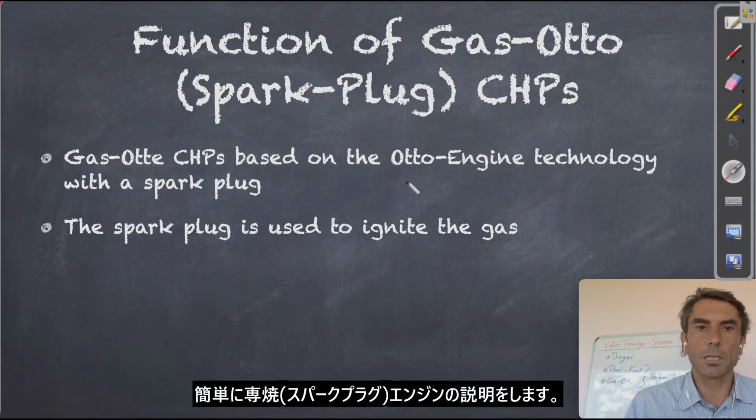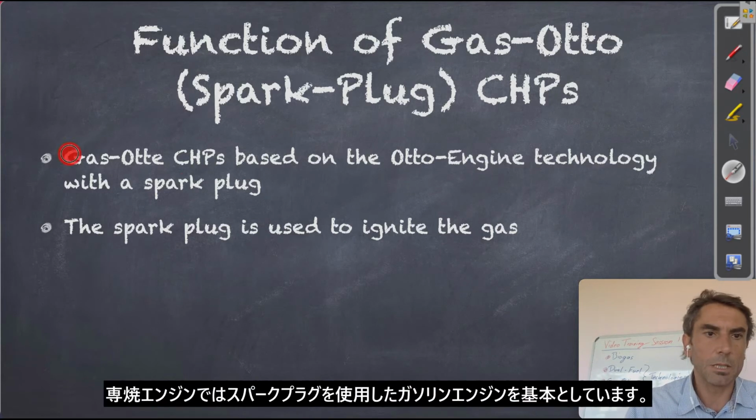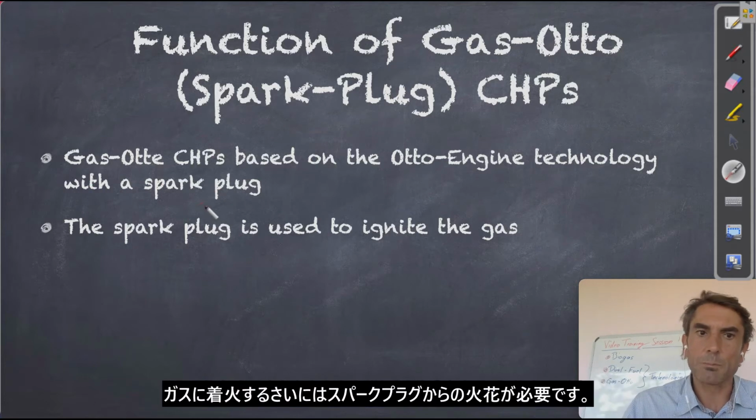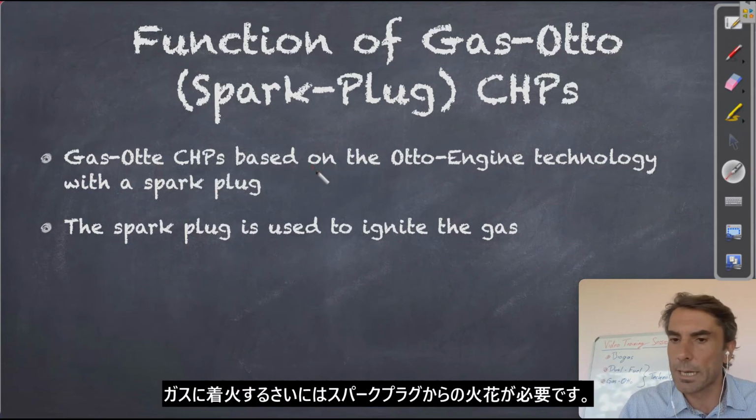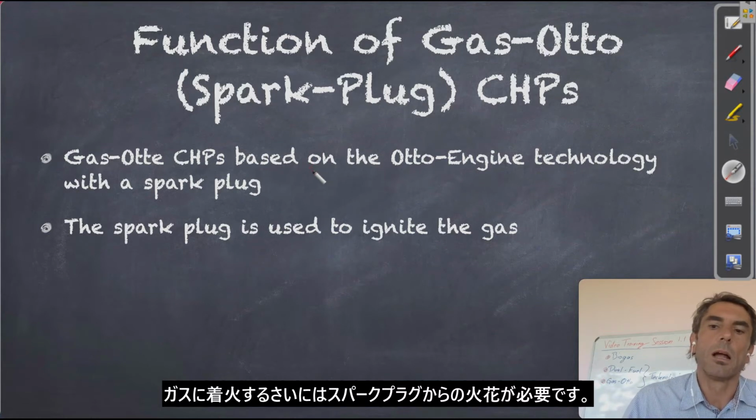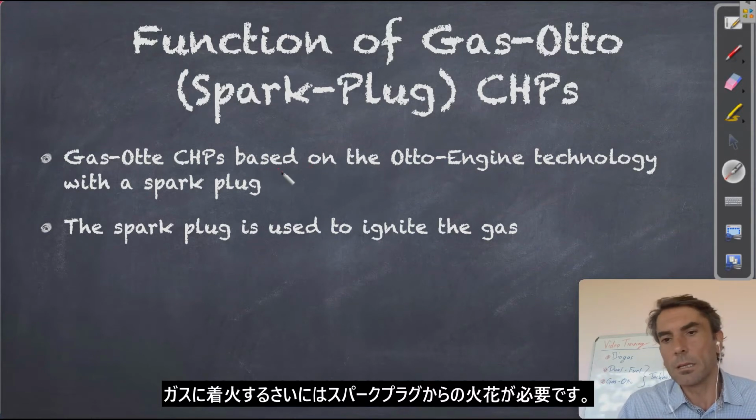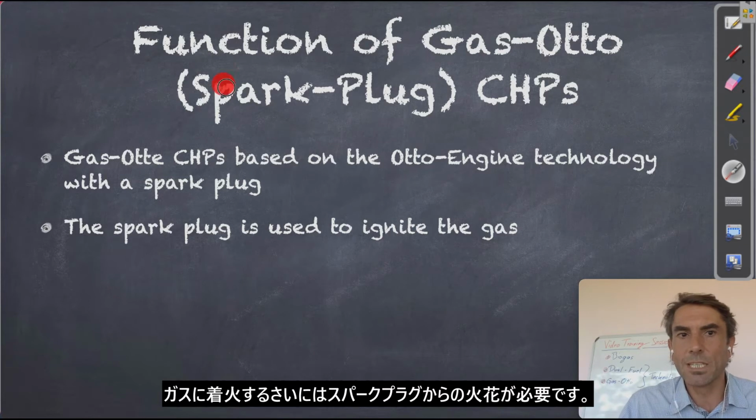Okay, function of the gas auto spark plug CHP. The gas auto spark plug CHP is based on auto engine technology with a spark plug. The spark plug in a petrol engine is used to ignite the injected petrol. In the gas auto CHP for biogas or for gas, the spark plug is used to ignite the gas.